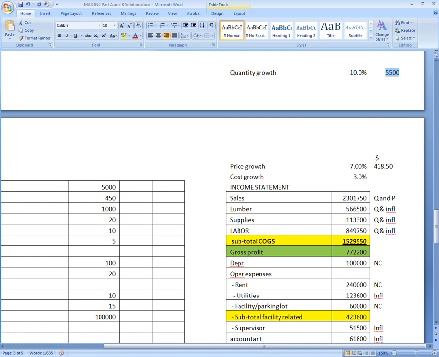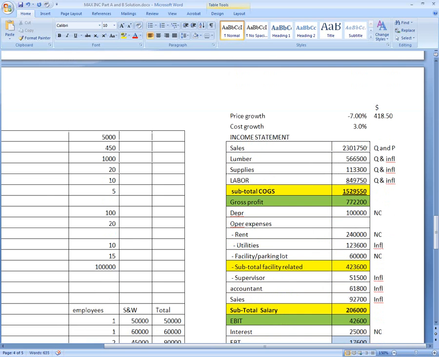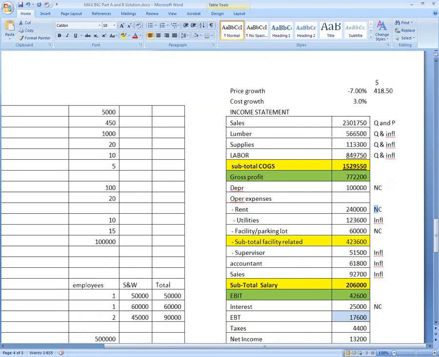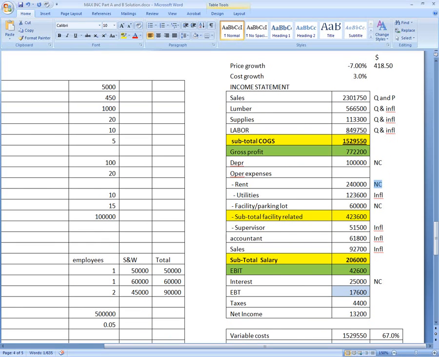So the point I want to make over here, the reason I made these notes, is that for sales, you are accounting for new quantity and new price. For cost, you're accounting for new quantity and the inflation. Same thing with the supplies and the labor, new quantity and inflation. Depreciation doesn't change. Assumption for the rent is that it will not change. Utilities is growing by inflation, so you have to grow this by 3%. So you're going to apply that 1 plus cell over here and do this calculation. Facility related cost assumption is no change.